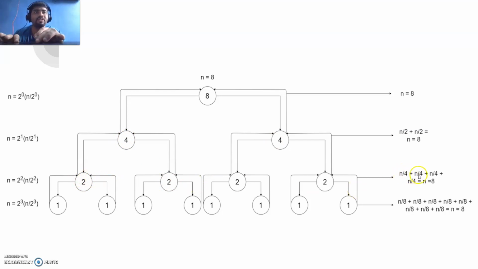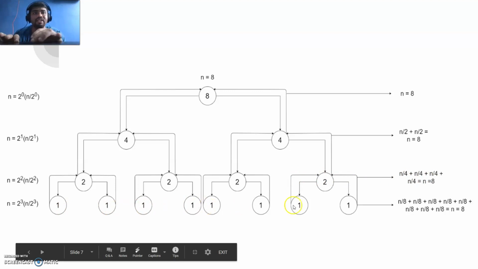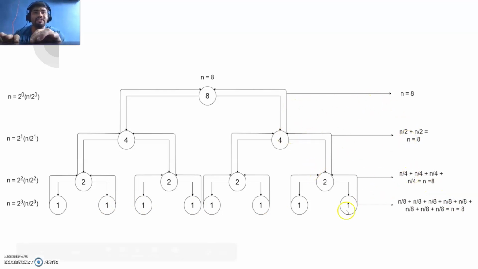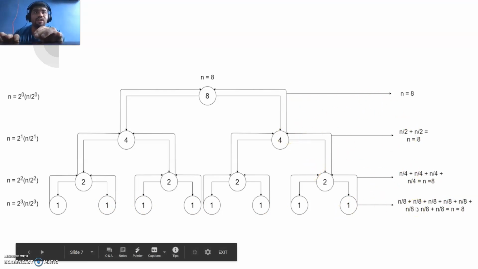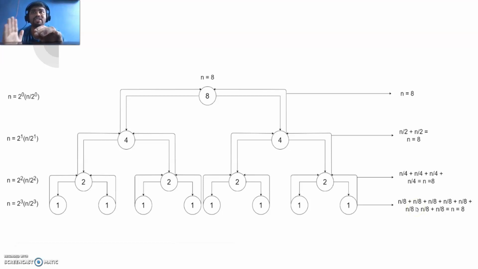So it is n by 4 plus n by 4 plus n by 4 plus n by 4, which is equal to n, which is equal to 8. So again, the amount of work done is on 8 elements. And finally, at the last level as well, we have the n by 8 stage. We add up all these things, and again that comes up to n, which is 8 elements. So you see the amount of work done at each level is on all n elements. Are you getting it? So now we know the amount of work done at each level.